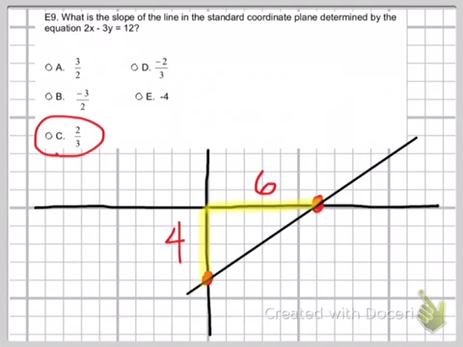Number 9, what is the slope of the line in the standard coordinate plane determined by the equation 2x minus 3y equals 12? So what I did was I found the intercepts by dividing 12 by 2, and that gave me 6, so I put a point on the x-axis at 6. And then I did the same thing with my y coordinate. I divided 12 by negative 3 to find my y-intercept, and that was negative 4. And I found my rise and my run to find my slope. So my rise was 4 and my run was 6, and so that slope, 4 over 6, reduces to 2/3.